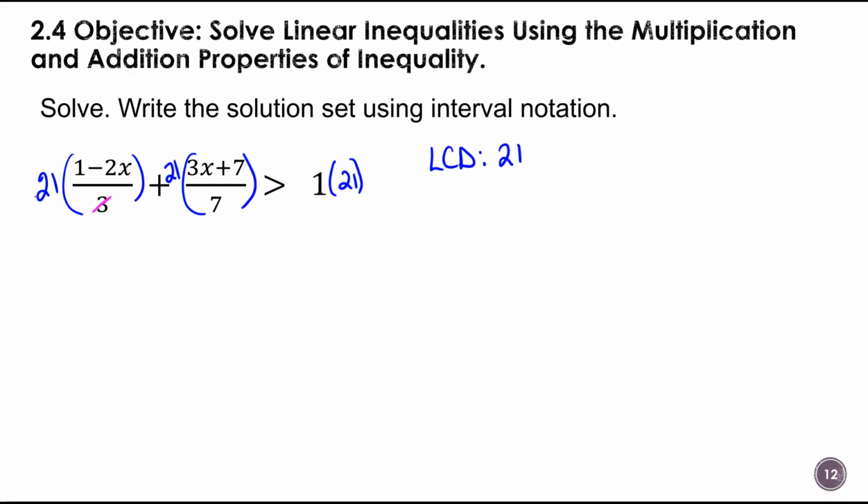So 3 goes into 21 7 times. And then we're going to have 7 times what's left in our numerator. Remember, that's a 1 now. 7 goes into 21 3 times, and it's a 1 there. So it's going to be plus 3 times 3x plus 7 is greater than 21. Now this is the inequality we solve. We now have the distributive property twice. So distribute the 7.